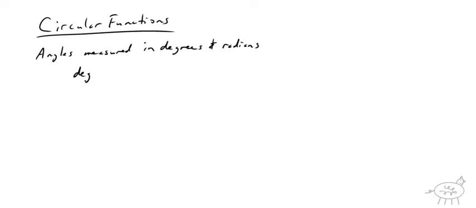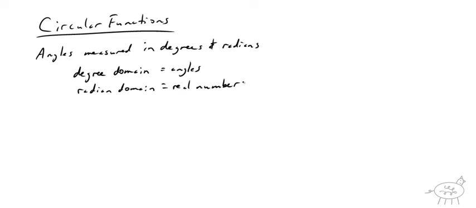Okay, so the degree, let's talk about a few things here. Degree domain is your angles, and your radian domain is real numbers. And that's kind of what we did, right? Everything's in terms of pi, but it's a real number. It's not an angle. It has no units. We talked about that. And this one's actually a little more useful, as we talked about already, in engineering and a lot of different sciences and math.